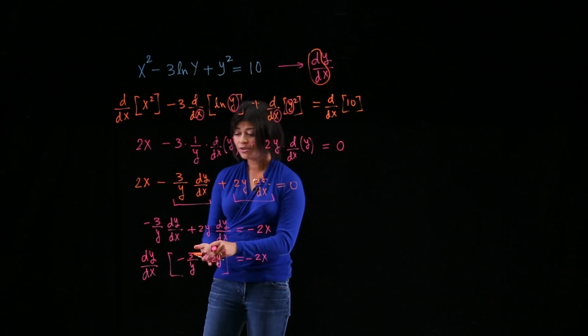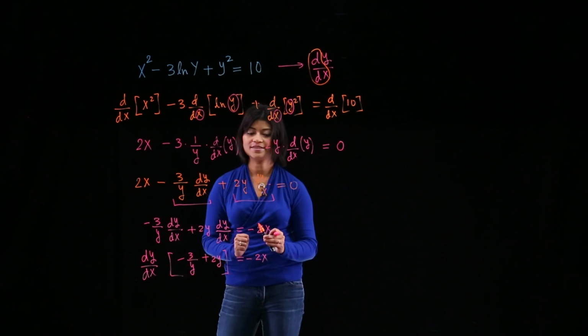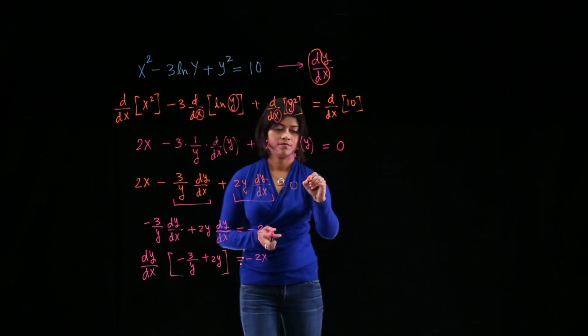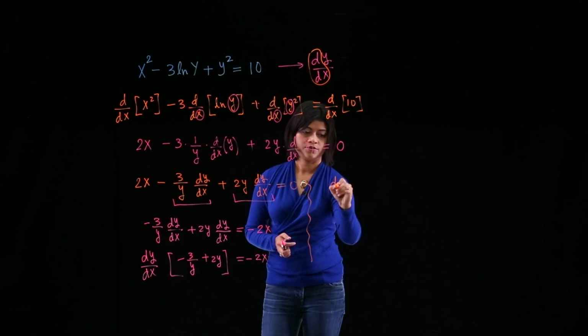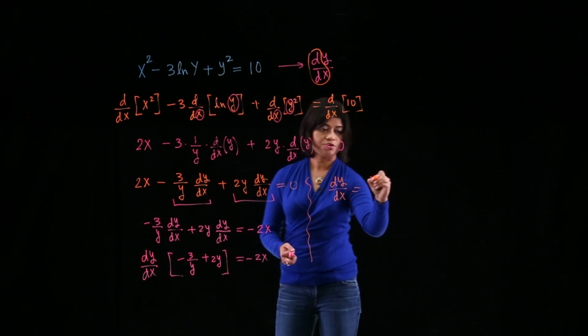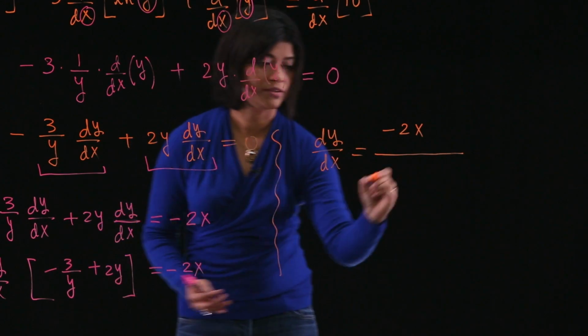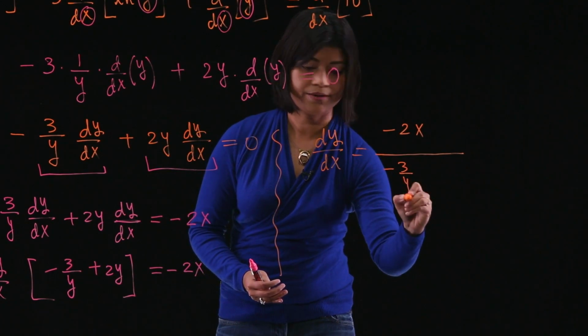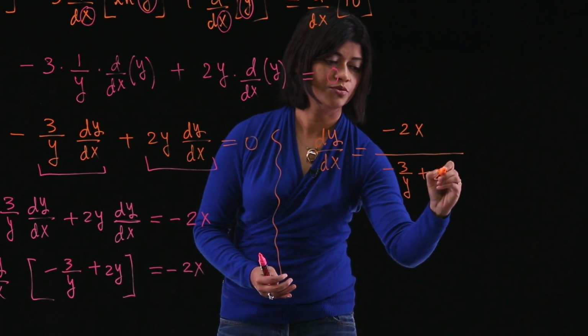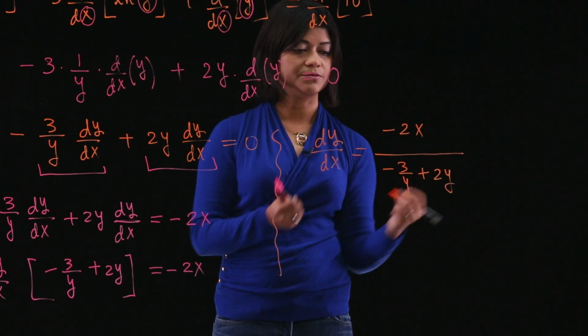So we can figure out dy/dx: you just have to divide both sides by this expression. So then dy/dx will be equal to negative 2x divided by this entire expression, negative 3 over y plus 2y. Okay, so you have your derivative here.